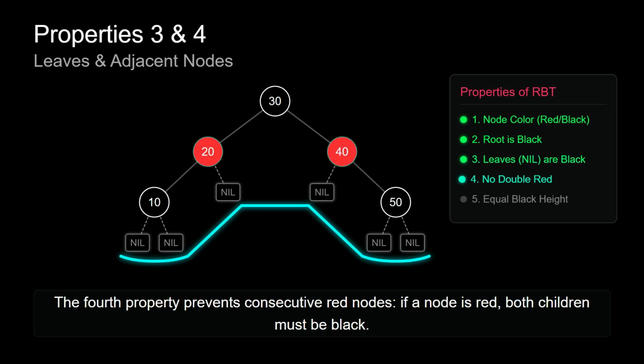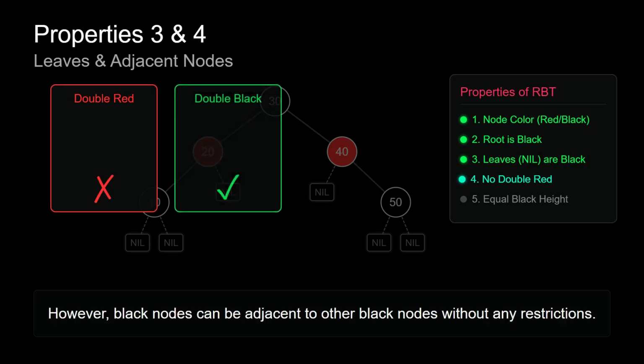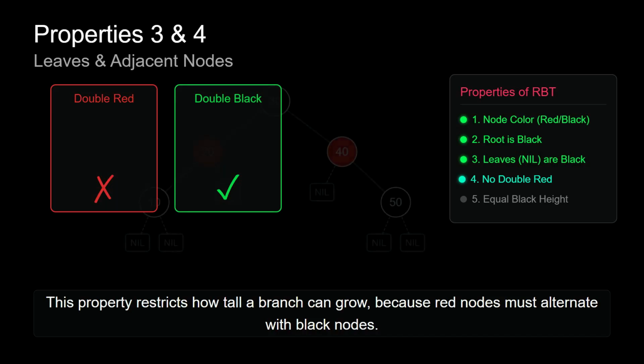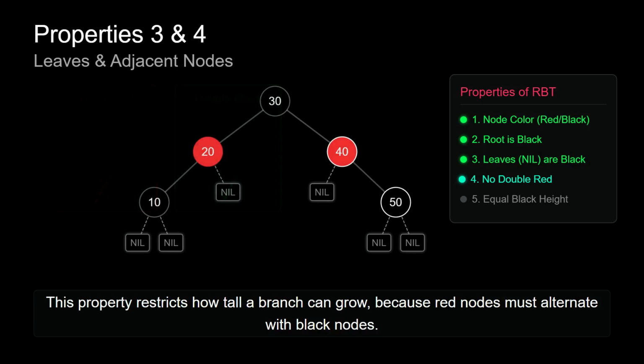The fourth property prevents consecutive red nodes. If a node is red, both children must be black. This means that we can never have 2 red nodes adjacent to each other along any path. However, black nodes can be adjacent to other black nodes without any restrictions. This property restricts how tall a branch can grow, because red nodes must alternate with black nodes.